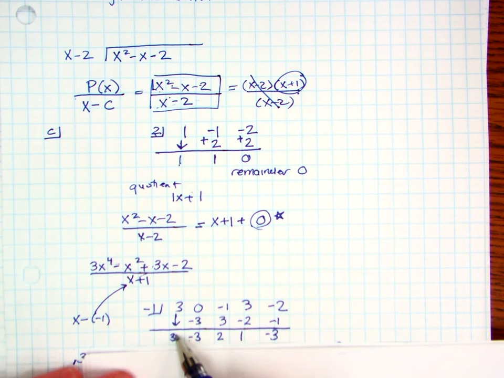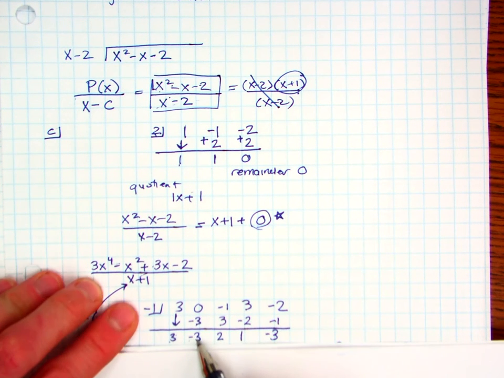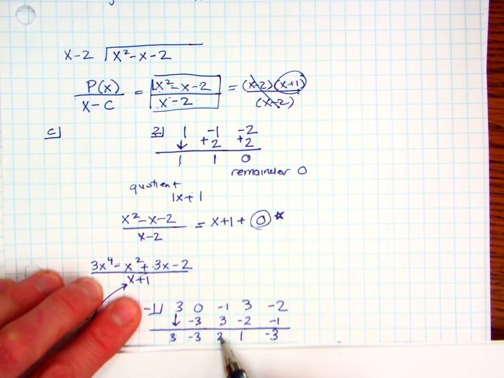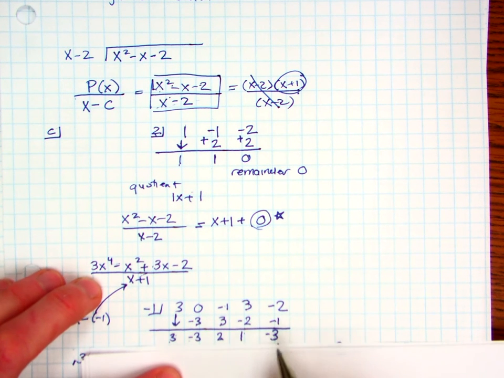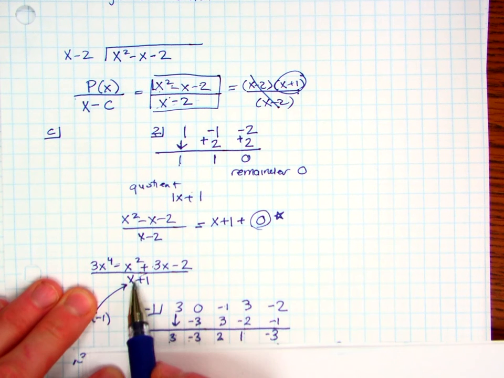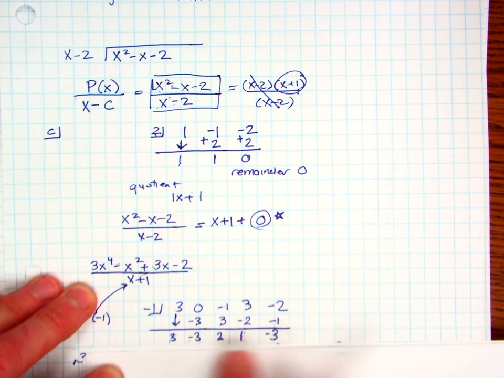Bring down the 3, then we multiply, put it here, add, multiply, add, multiply, add, multiply, add. And we're not so lucky to get a remainder of 0 here. So how do we write this? Well, this started with a 4th, and I took 1 out, so that takes me down to a cubed. So I will put this as the leading coefficient, and this will be x cubed.